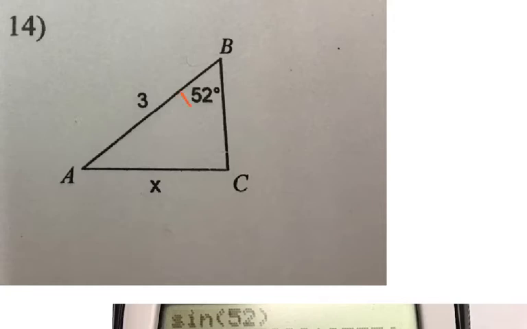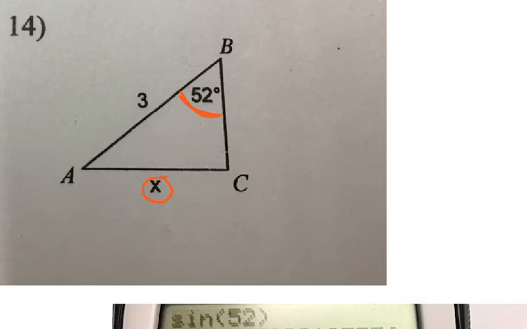Step 1, we mark where our angle is. Notice they gave us a 52-degree angle. See, we know the angle already. We're missing this side X over here. Okay? So anyways, step 1, mark your angle. Step 2, mark your sides.